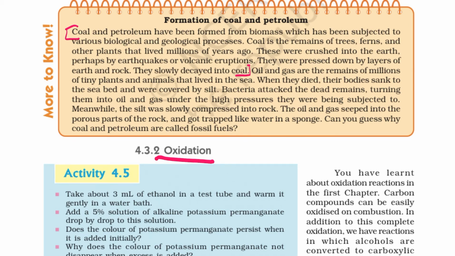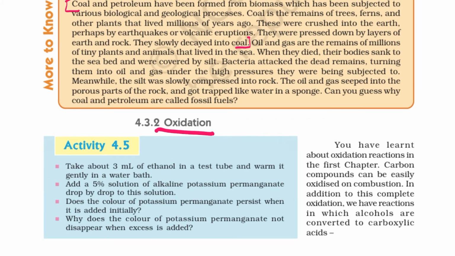and animals that lived in sea, that is petroleum. When they died, their bodies sank to the bottom of the seabed and were covered by silt. Bacteria attacked the dead remains, turning them into oil and gas under the high pressure they were being subjected to. Meanwhile, the silt was slowly compressed into rocks. The oil and gas seeped into the porous parts of the rocks and got trapped like water in a sponge.